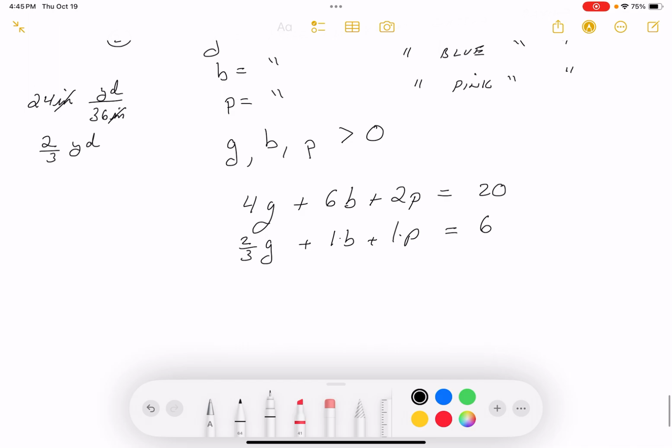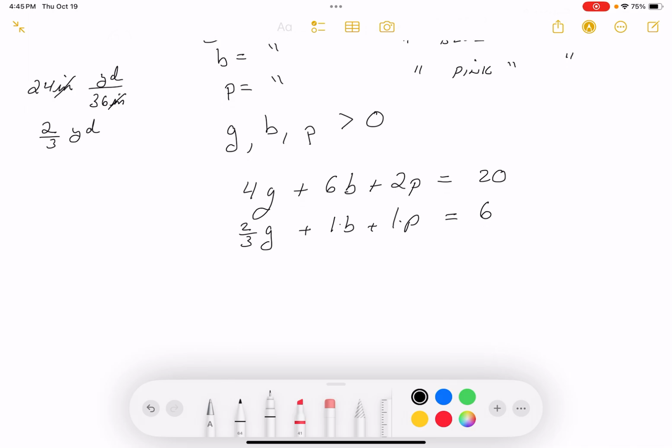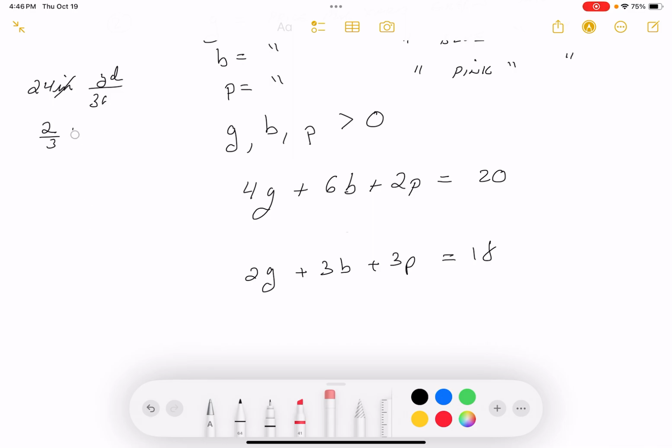All right? By the way, I don't like the way that looks. I'm going to multiply both sides by 3. So you get 2G plus 3B plus 3P. I'm multiplying both sides by 3, is 18. I could get my eraser out and erase this over here. Again, I like the whole numbers. That's why I did that. I'm also going to erase this up here.